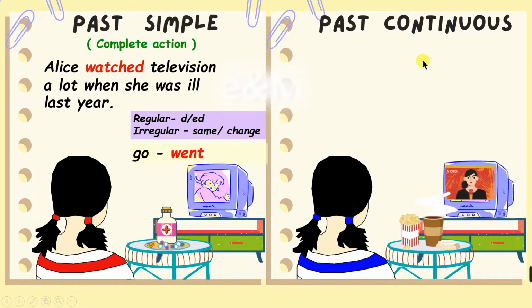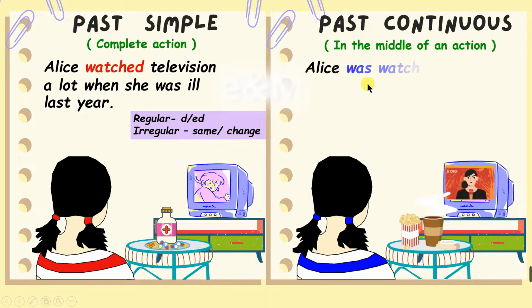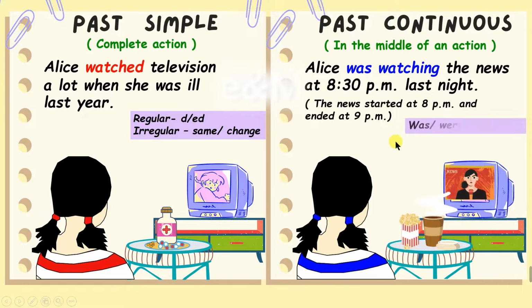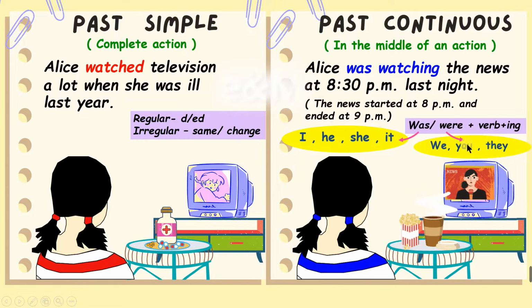And we use past continuous to describe an action that was ongoing in the past. For example, Alice was watching the news at 8:30 p.m. last night. The news started at 8 p.m. and ended at 9 p.m. Remember, we use was when we talk about I, he, she, it. And we use were when we talk about you, we, they. Then plus verb with ing.